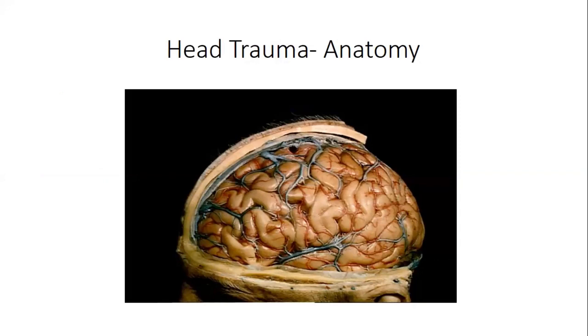Head trauma, neurotrauma: it is important to remember the anatomy of whatever is in the head, starting from the scalp, the meninges, the substance of the brain, the ventricles. It's important to keep the anatomy of the head at the back of your minds. A very highly, richly vascularized scalp, and then the associated structures.